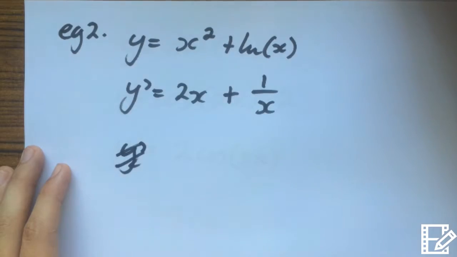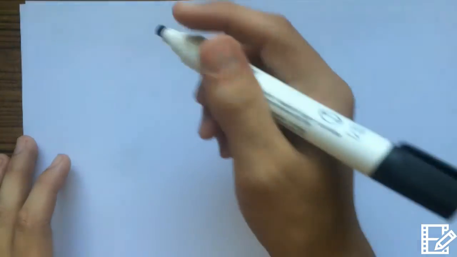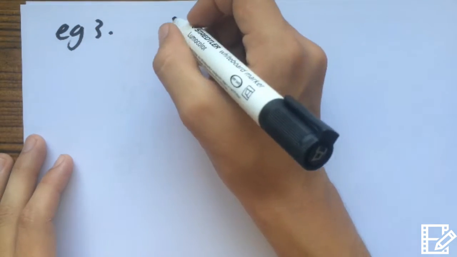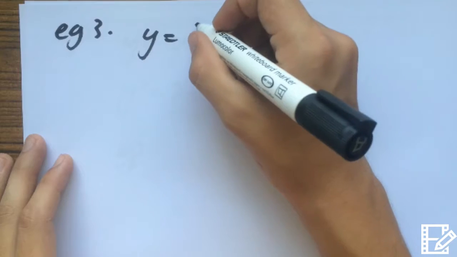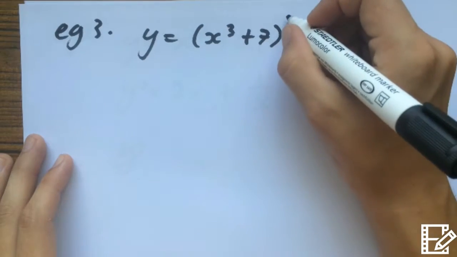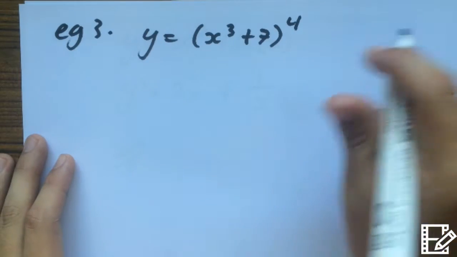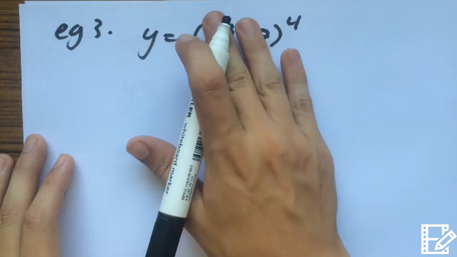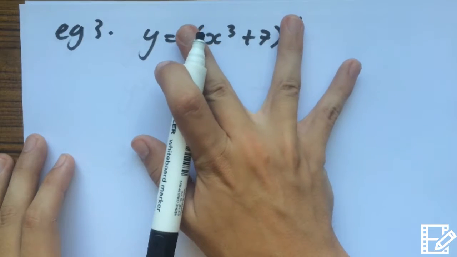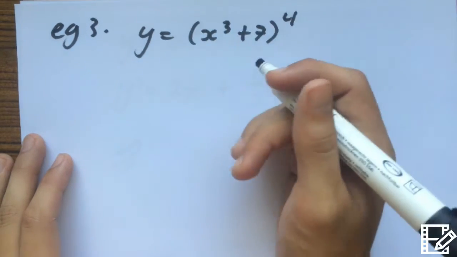And now I'll do a third example. Here we have y equals x to the power of 3 plus 7 all to the power of 4. We need the chain rule to solve this, so we focus on deriving the outside and leaving the inside the same, and then multiplying it by the derivative of the inside.